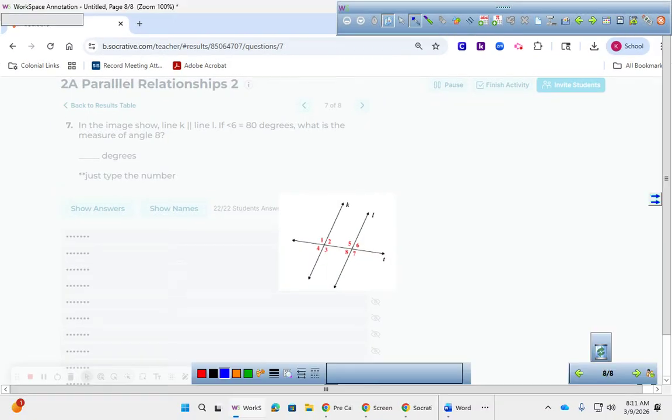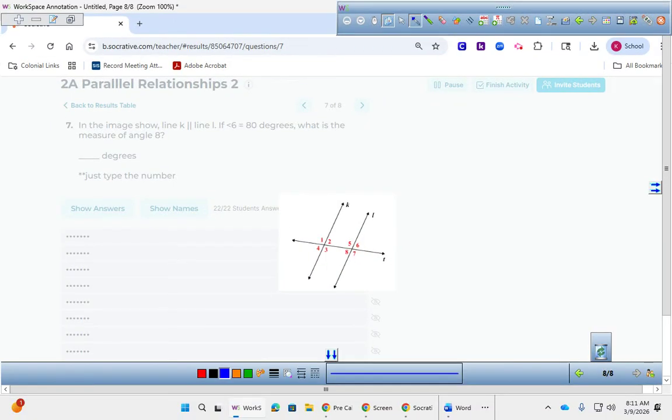This says that angle 6 is 80 degrees. What's the measure of angle 8? What's the relationship between angle 6 and angle 8? Vertical. Angle 6 and angle 8 are vertical.